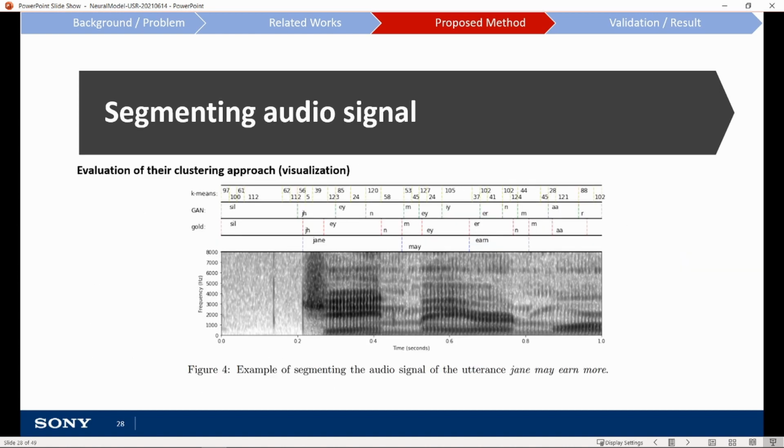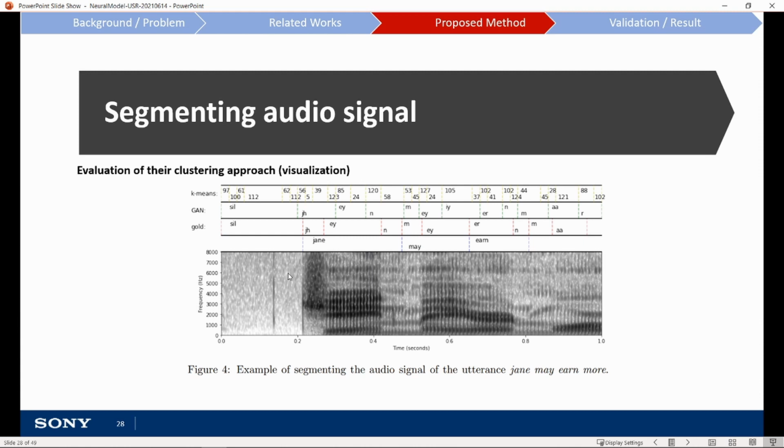Now, this is a visualization of how their clusters look. You can see that this is the Viterbi decoding of their generator output, and it is compared with gold segmentation. Gold segmentation is essentially human-labeled annotation, and at the bottom is the corresponding spectrogram of the utterance corresponding to "Jane may earn more."